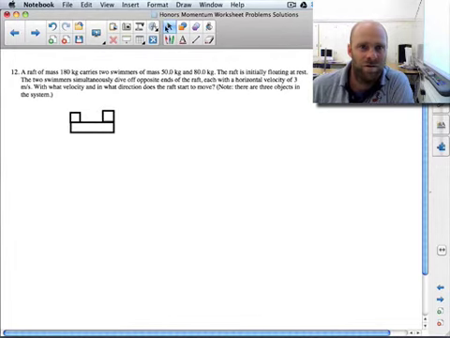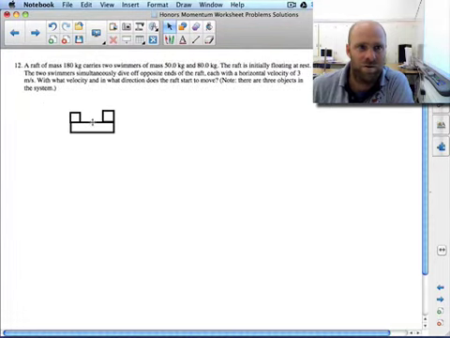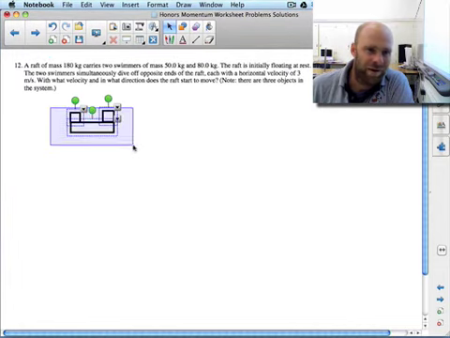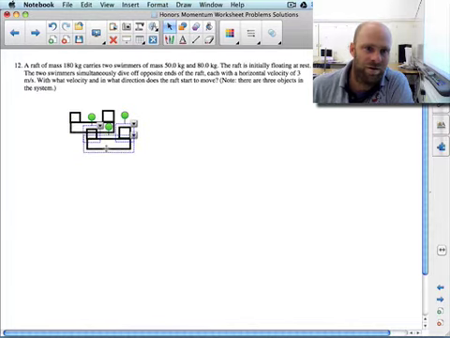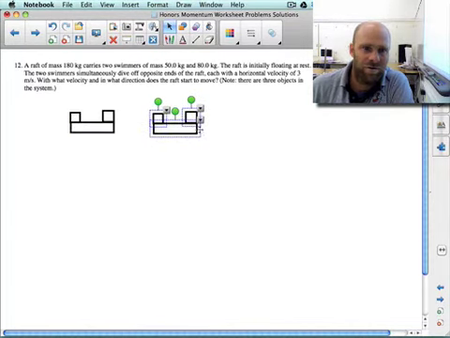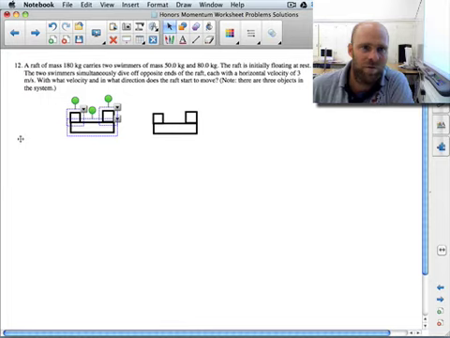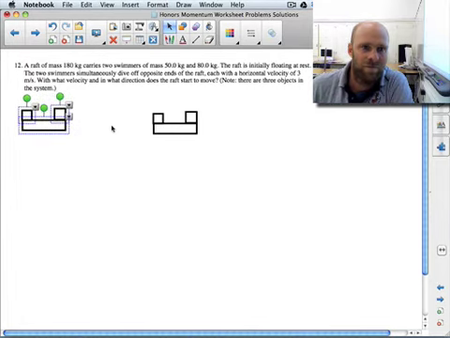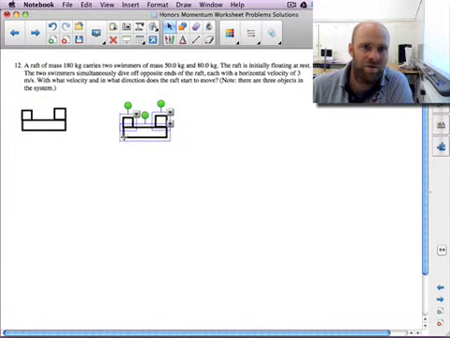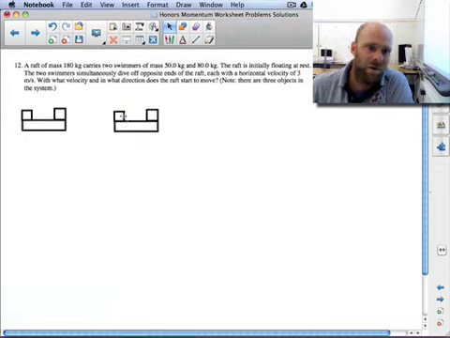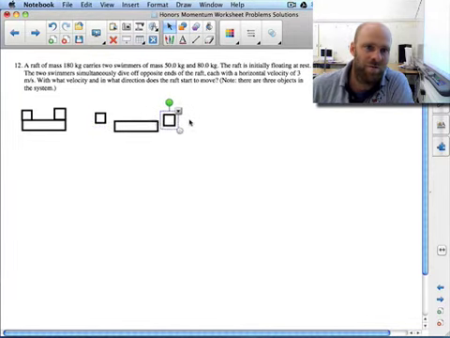Before the collision, it says the raft is initially floating at rest. So before the collision, nothing's moving. After the collision, so let's clone that, and I'll move all this over. And one swimmer jumps off one way. Another swimmer jumps off this way.